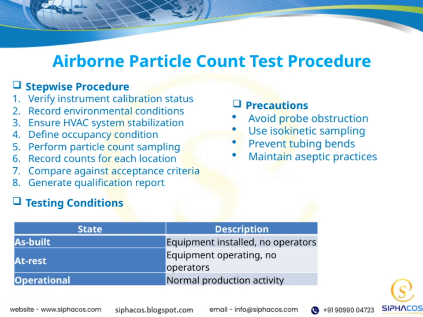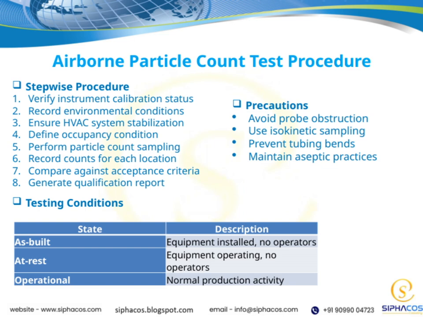Moving on, we have a table defining different states of equipment and environment during testing. The as-built state refers to when the equipment is installed but not operated. The at-rest state is when the equipment is running but no operators are present. And the operational state is during normal production activity, when everything is functioning as it normally would.